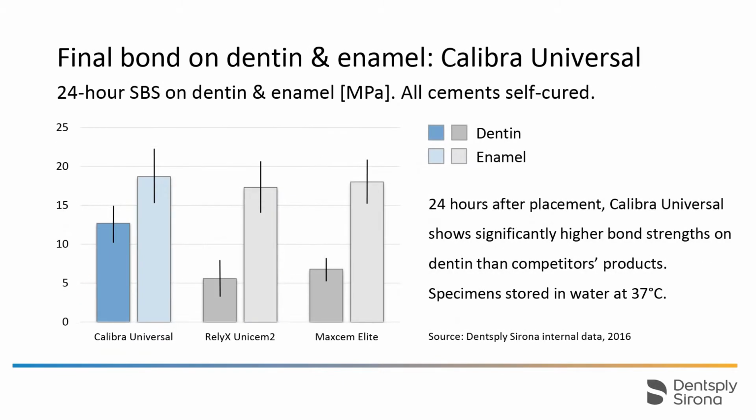For the sake of completeness, the bond strengths of Calibra Universal are again shown on this bar chart, though this time not only on dentin, but also on enamel. You can see that the final bond strength of Calibra Universal is superior to that of competitors, particularly on dentin.